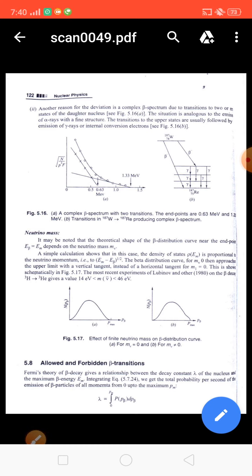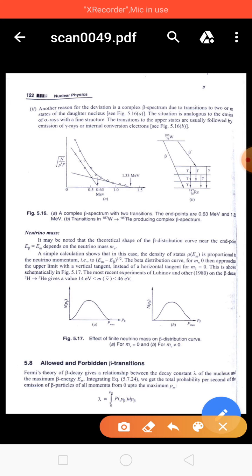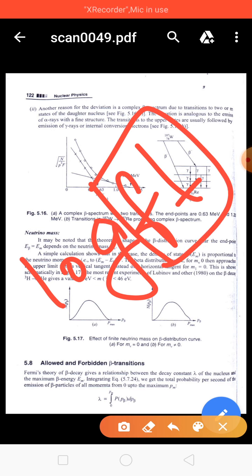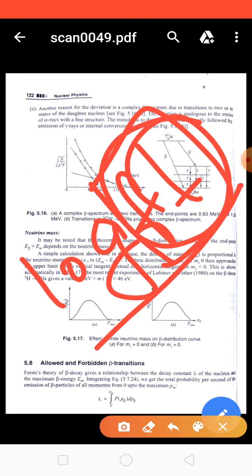Yesterday we discussed how the finite mass affects the spectrum of beta rays, that is, how the neutrino mass is effective for the beta ray spectrum. Now let us discuss the topic of allowed and forbidden beta transitions. We will calculate log ft values; later I will tell you what ft means. Depending on these ft values, we are going to differentiate the forbidden and allowed beta transitions. Getting my point?